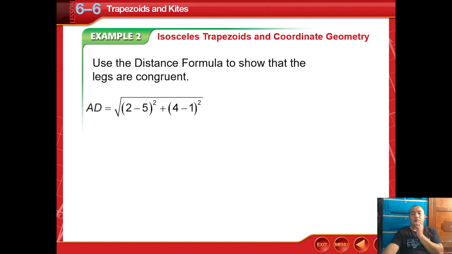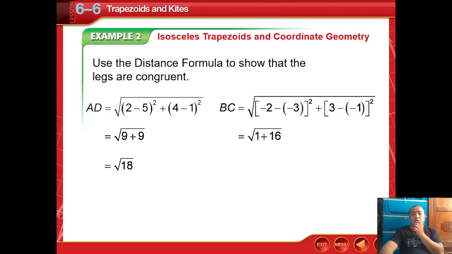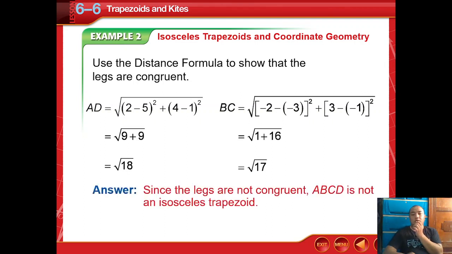Now to show whether the trapezoid is isosceles, use the distance formula. What's the length of segment AD? It is square root of 18. How about BC? Oh no, they are not equal. So that means it is not an isosceles trapezoid. Since the legs are not congruent, ABCD is not an isosceles trapezoid.